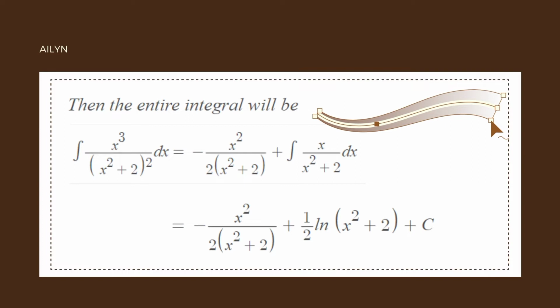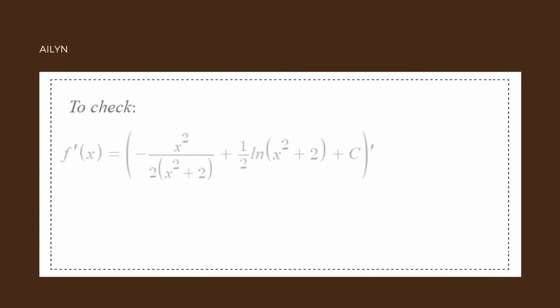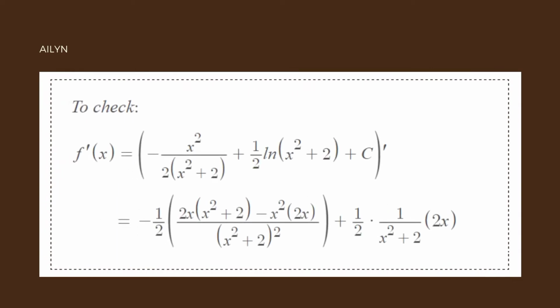By substituting our obtained answer in the previous slides, we have the integral of x cubed over the square root of x squared plus 2 dx is equal to negative x squared over 2 times x squared plus 2 plus 1/2 ln of x squared plus 2 plus c. To check whether our answer is correct, let us use the differentiation.